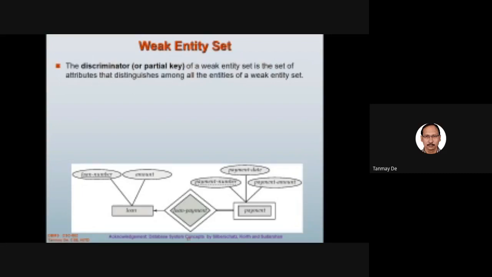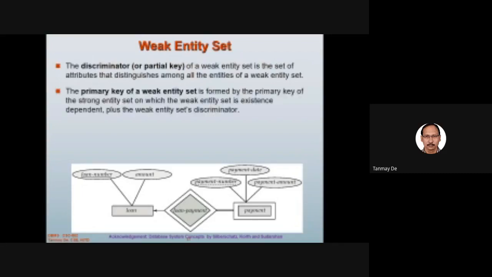Okay, so in that case, the primary key of this weak entity set is actually formed by the primary key of the strong entity set on which its existence depends, and the discriminator, that is the payment number. That is, the combination of loan number and payment number forms the primary key of the payment weak entity set. That is the primary key of the strong entity set on which the weak entity set depends, as well as its discriminator.